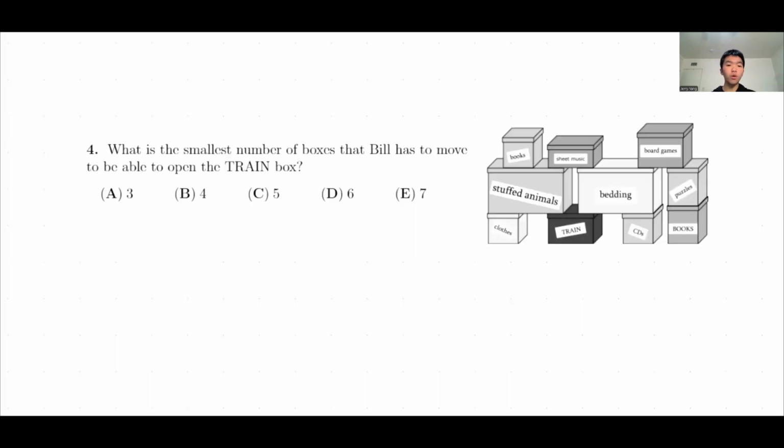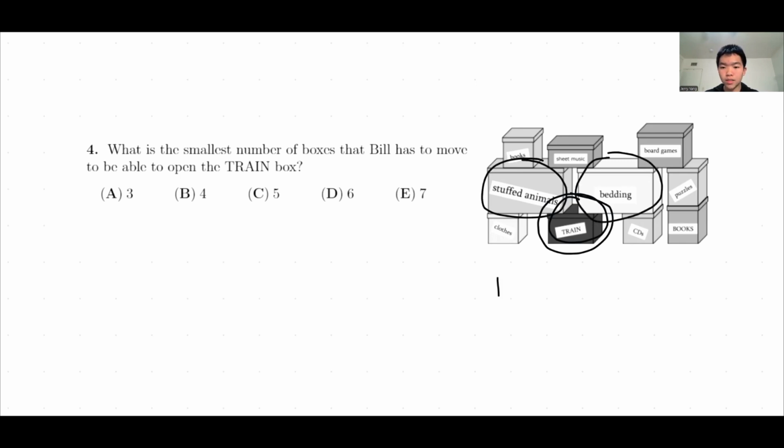Next up, question number 4. Question number 4 says, what is the smallest number of boxes that Bill has to move to be able to open the train box? So which one is the train box? That's this box over here. So that's the box that we have to figure out how to open. And they want us to see how many boxes we have to move. Well, let's work down to up. So let's look at this. We need to move these 2 boxes because these 2 boxes are on top of it. So let's have some tally marks.